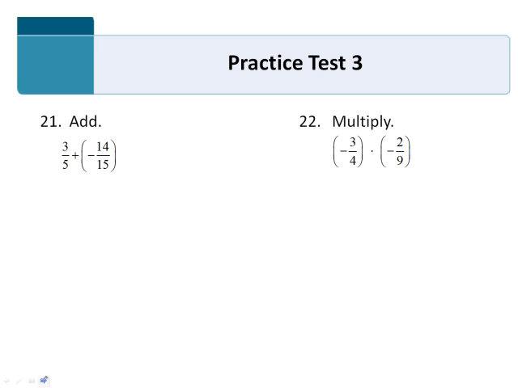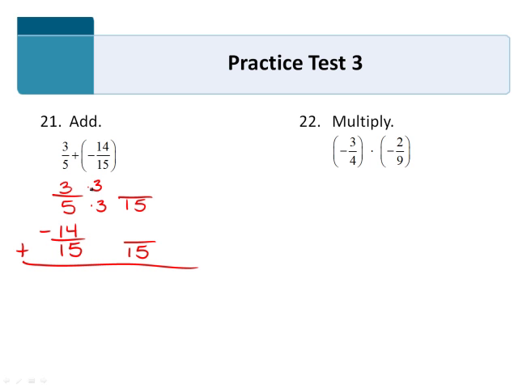Number 21. We need to add these two fractions. So we have 3/5 plus negative 14 over 15. I'm going to have to put these vertically, because whenever you add or subtract, you have to have a common denominator. So 5 and 15 here, the common denominator would be 15. Okay, so 15 divided by 5 is 3, and 3 times 3 would be 9. And 15 divided by 15 is 1, so negative 14 times 1 would be negative 14.